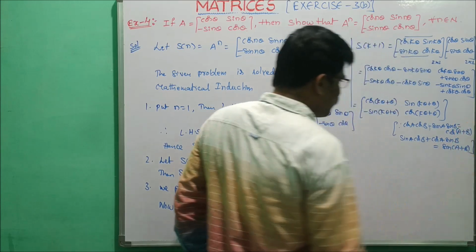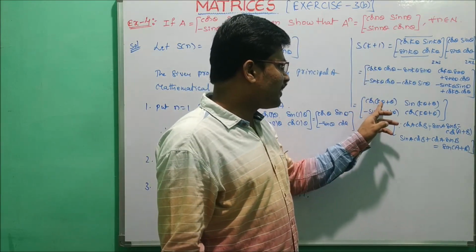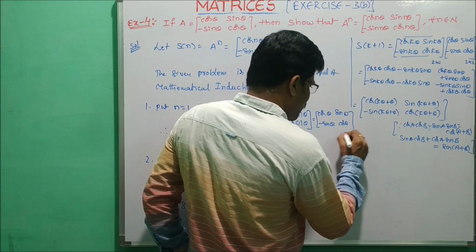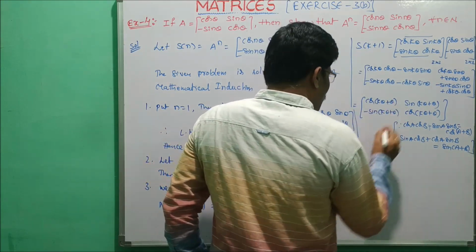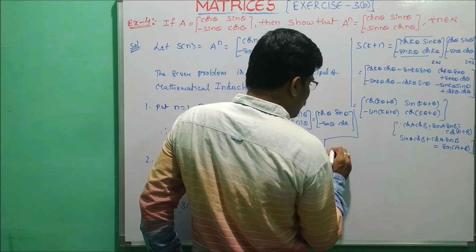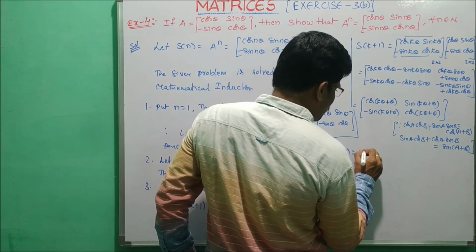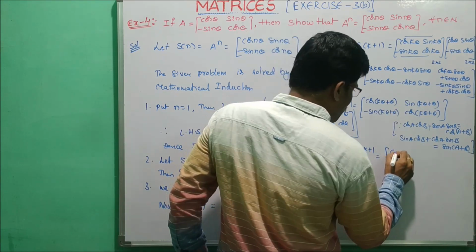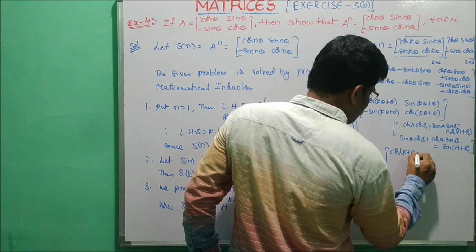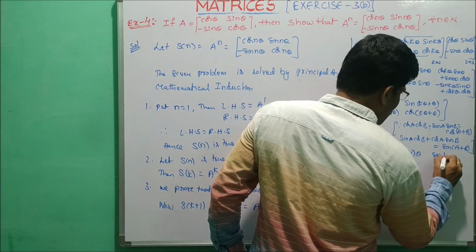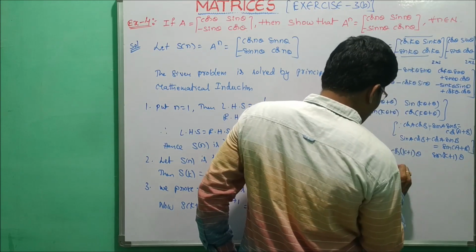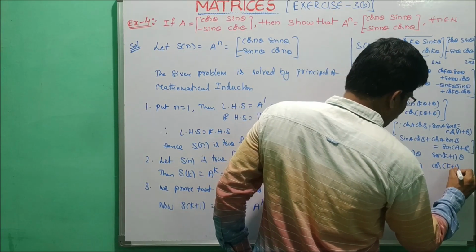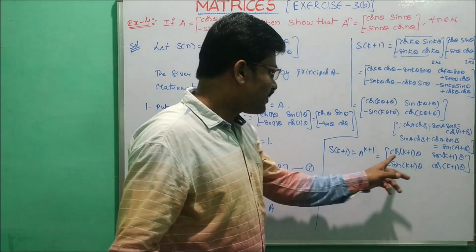Now using these two formulas, we write cos of (kθ + θ), sin of (kθ + θ), minus sin of (kθ + θ), cos of (kθ + θ). Here we take θ common. Now we write S of k plus 1, that is A power k plus 1, equals the matrix cos of (k+1)θ, sin of (k+1)θ, minus sin of (k+1)θ, cos of (k+1)θ. So this is our resultant matrix.